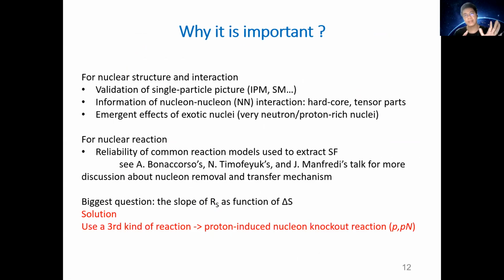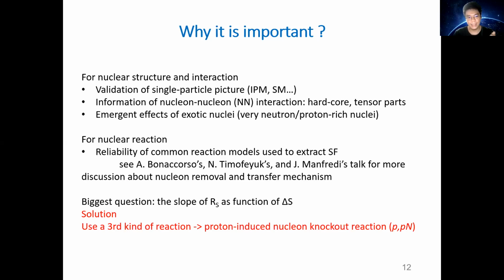So why is the difference between nucleon removal results and transfer reaction results important, and why should we care about the slope of the reduction factors? In terms of nuclear structure and interactions, it may tell you how well the single-particle picture is valid, and give some information on the repulsive hard core, the tensor part, the high-momentum part, and some emergent effects of exotic nuclei when you go very proton-rich or very neutron-rich.